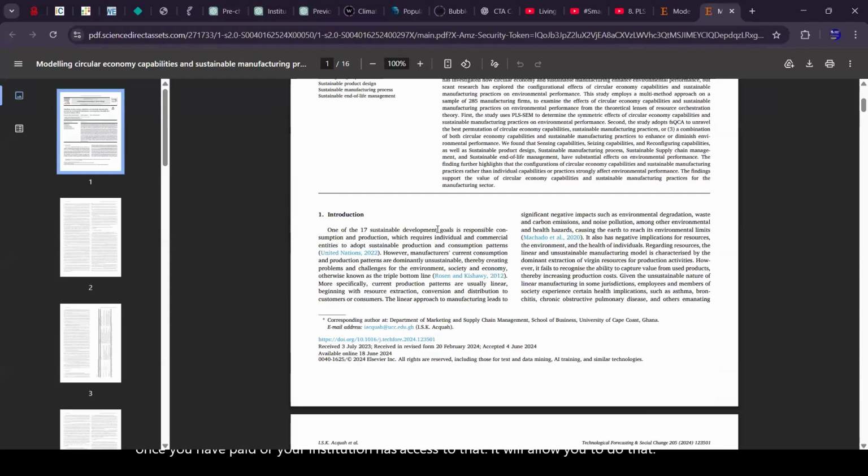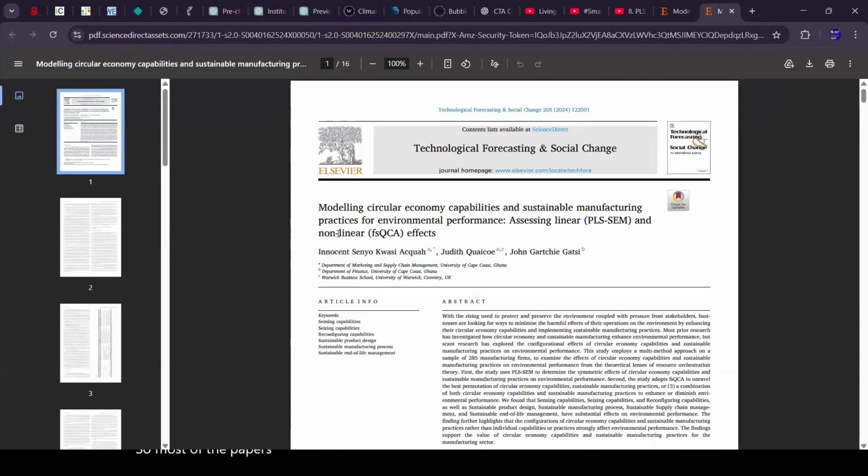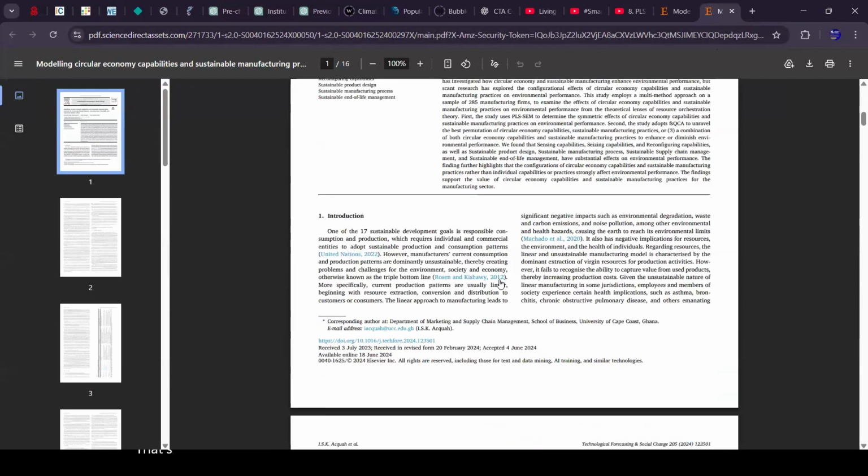Most of the papers in Elsevier are like that. So he was looking at modeling circular economy capabilities and sustainable manufacturing for environmental performance, and he used two different approaches, PLS-SEM and fsQCA. And this is a very top journal, Technological Forecasting and Social Change. If you're able to publish here, in fact, it has an impact factor of more than 9. So it's a very top journal.